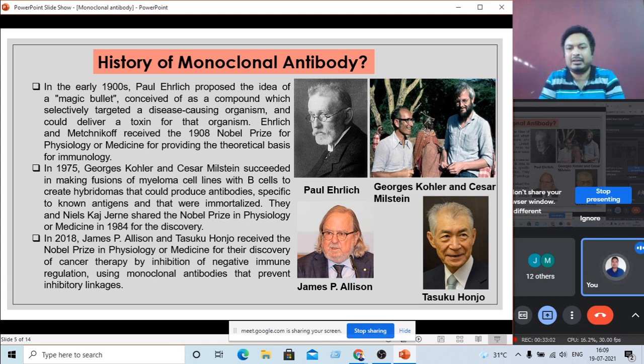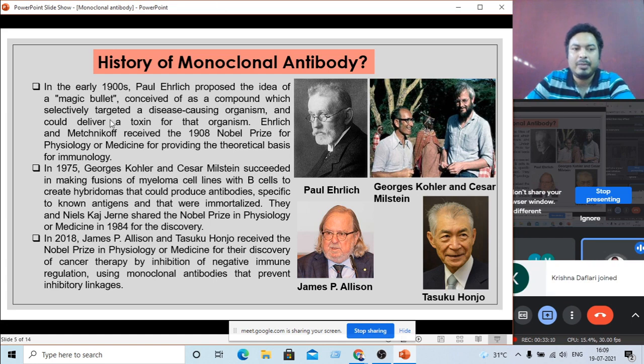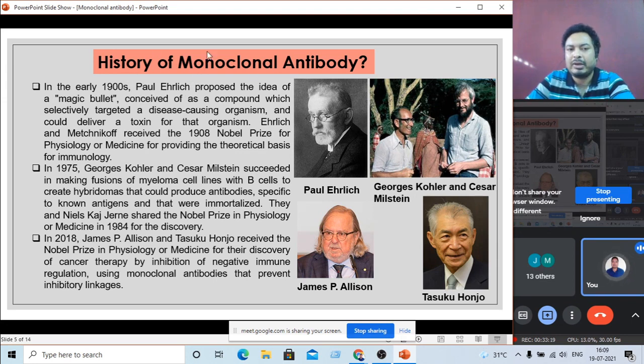Suppose you have a cancer. Cancer cells are recognized by the monoclonal antibody, that means it is specific for a particular antigen. This is called the magic bullet, and that's why in 1908 Paul Ehrlich got the Nobel Prize in physiology and medicine for the discovery of the magic bullet, which was discovered in the early 1900s.